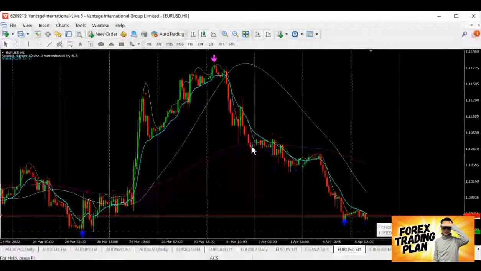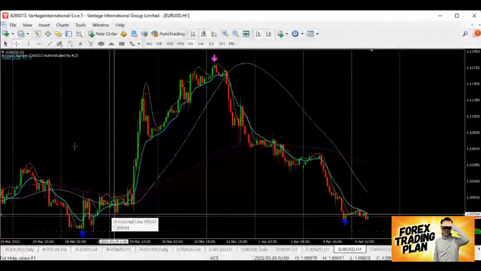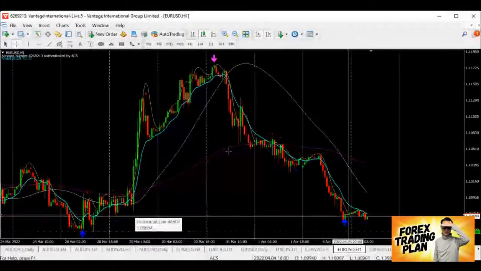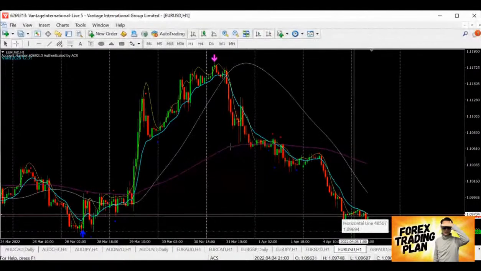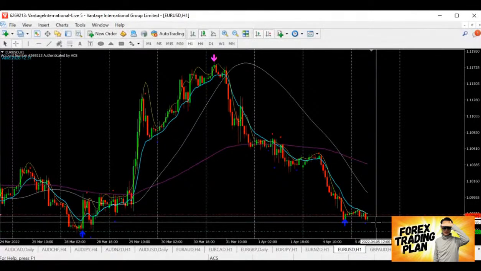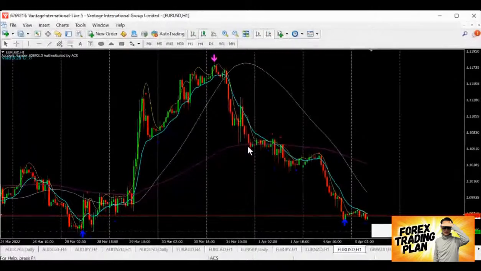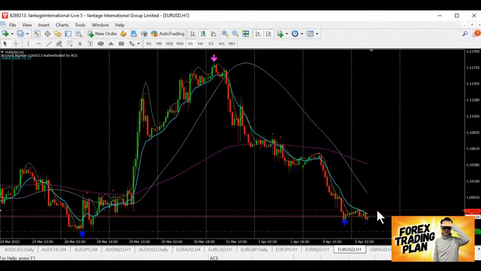What kind of resistance am I talking about? Over here, if you can see, there's a support. This support has been tested once, then tested again, and now it's breaking. So I would say this resistance is not really that strong. This is the resistance that I would prefer to see, this one. We have about 6 to 7 pips to go.